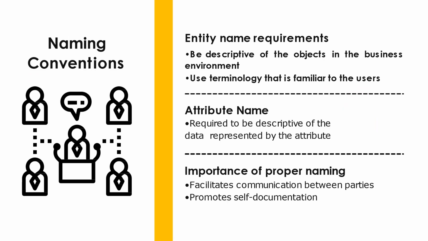Let's now talk about the naming conventions. For entity name, it should be descriptive of the objects in the business environment. We need to make use of the terminology that is familiar to the users. So for example, if our entity is about employees, we can use the employee as our entity name and refrain from using ambiguous entity names like entity 1, entity 2, among others. For the attribute name, it is required to be descriptive of the data represented by the attribute.